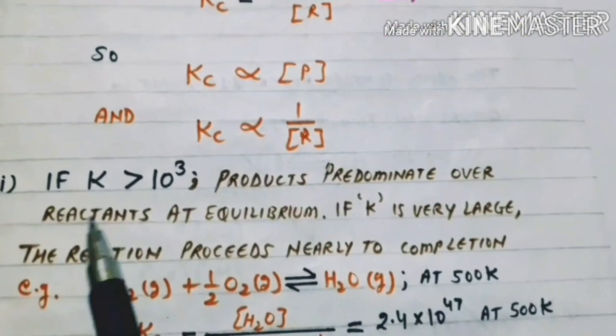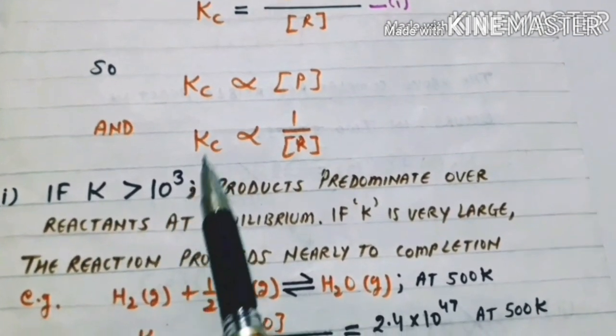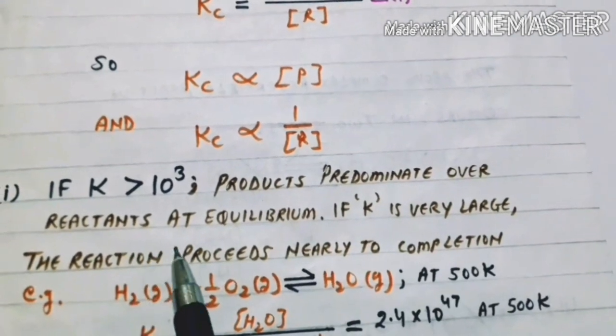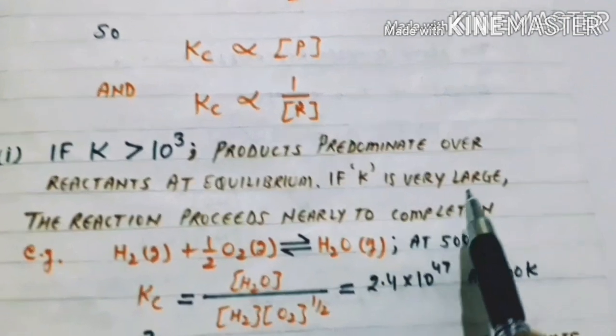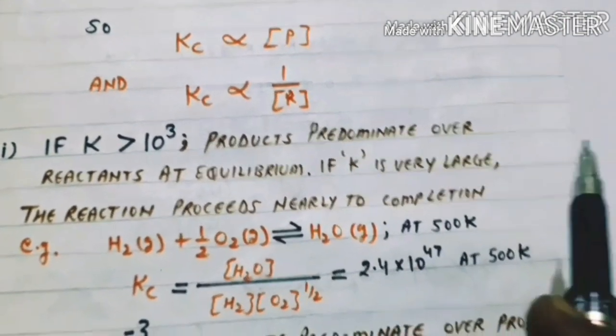So if the value of equilibrium constant K is greater than 10 raised to the power 3, it means products predominate over the reactants at equilibrium in reaction mixture. If K is very large, the reaction proceeds nearly to completion.